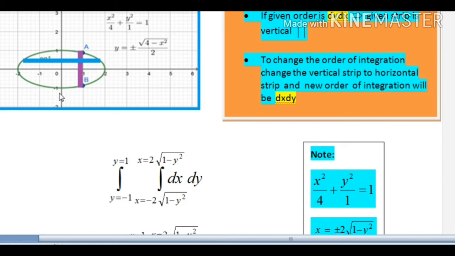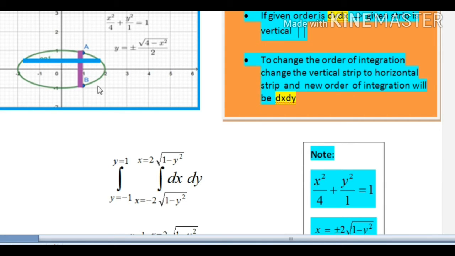How can you find? These 2 points are on the y-axis. On the y-axis x is 0, so put x = 0. y square by 1 equal to 1, so y equal to plus minus 1. So y is -1 here and y is +1 here. So this way you will find the limits of integration, and now your order of integration is also changed. So your order is dx dy.